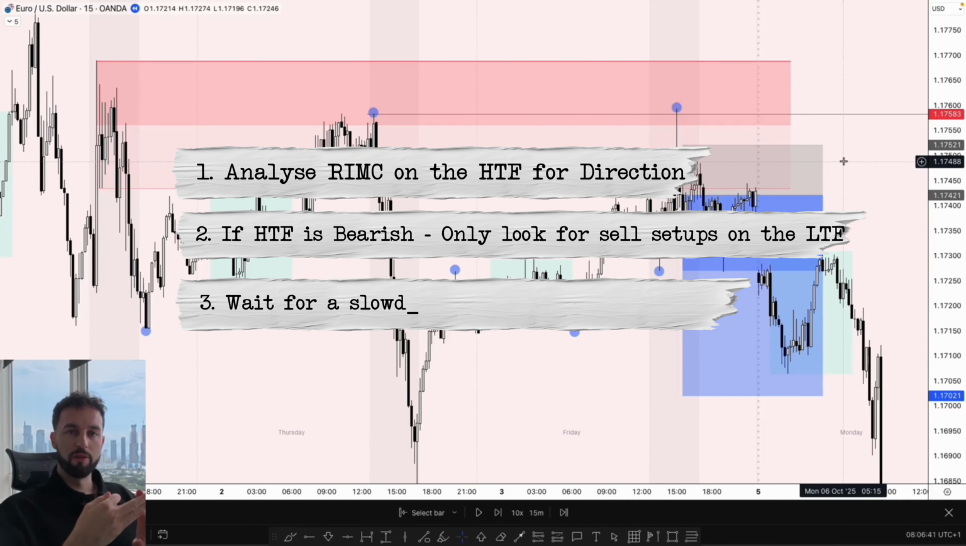Then on the lower time frame, like your 15-minute chart, if you're in a bullish trend, then you're going to wait for price to slow down into a sell range first before you look to take your sell setups in the market. Those things right there are going to increase the strike rate of your trades playing out more often, which is going to give you more winning trades, which is going to make you more profitable.